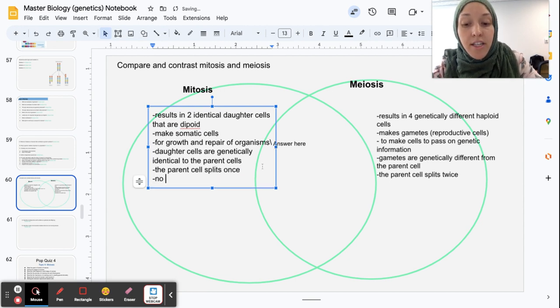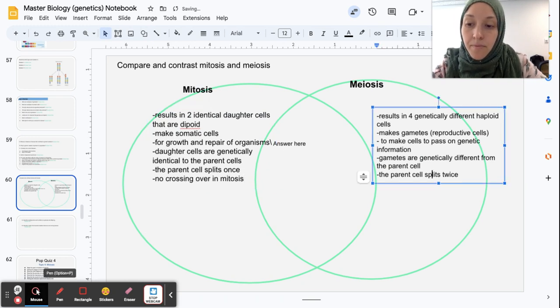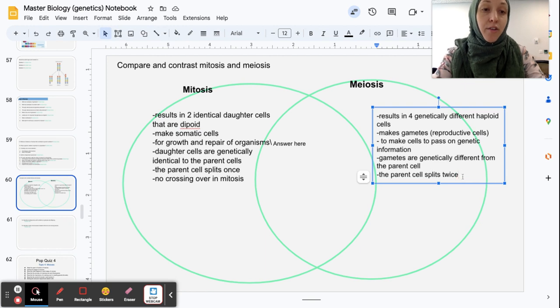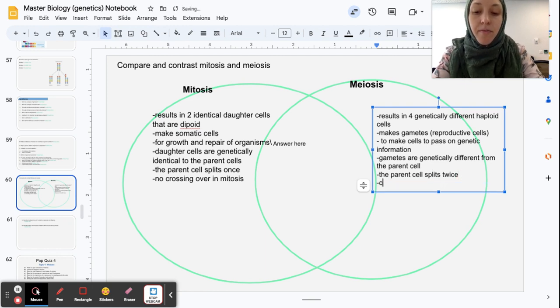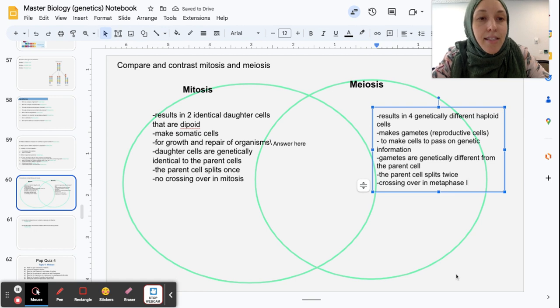There's no crossing over in mitosis, whereas crossing over does occur in meiosis. All right. I'm going to say some similarities. They both involve the splitting of cells.